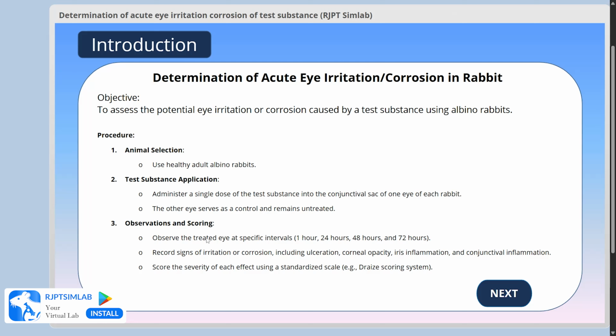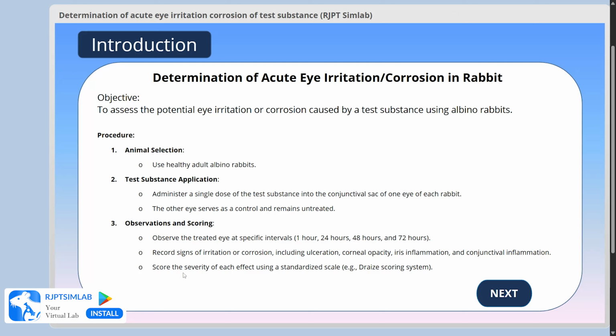It says to observe the treated eye at specific intervals: 1 hour, 24 hours, 48 hours, and 72 hours, which means that we have to observe the eye after the drug administration at 24 hours, 2 days, and then 3 days, 72 hours. Then we have to record signs of irritation or corrosion, including ulceration, corneal opacity, iris inflammation, and conjunctival inflammation. These are all the effects that we have to observe in the rabbit's eye after the drug administration during these time intervals.